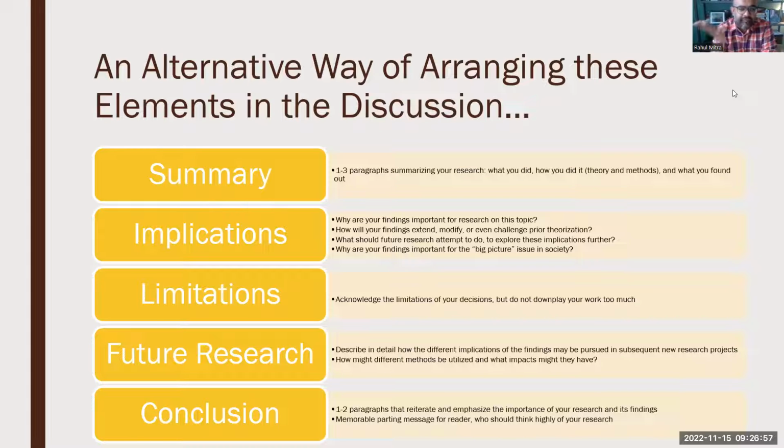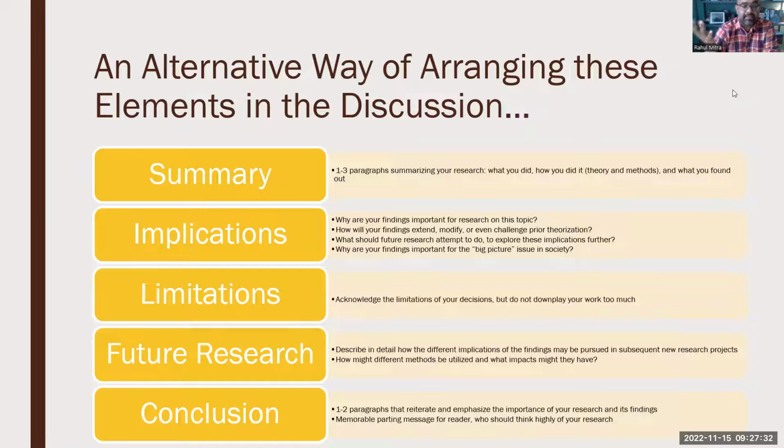This is an alternative way of arranging those 5 elements in the discussion. So for instance, you could start, and I still would suggest you start with a summary, because you still want to orient your reader after they've read the long finding section. You want to distill your major findings into a summary. But then after that, potentially, you might decide you want to combine your theoretical and practical implications together in a single implication subsection, right?